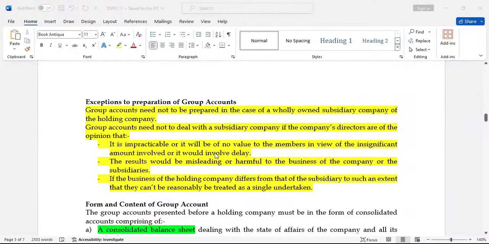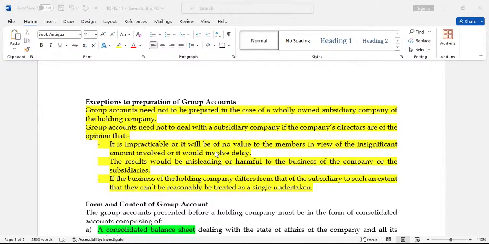So if it is impracticable or it will be of no value to the members of the company, then you don't have to consolidate. Or you can basically seek exemption from consolidation. Or number two, the results would be misleading or confusing when they undertake the consolidation. Or it could be if the business of the holding company differs from that of the subsidiary to such an extent that they can't reasonably be treated as a single undertaking. So they are operating in completely two different businesses.